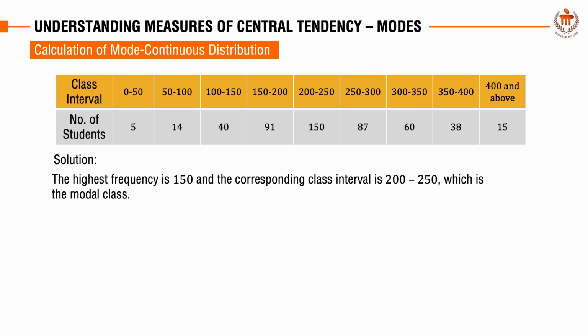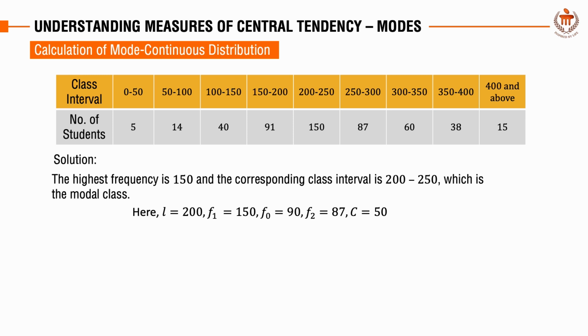So here your L is 200, and your F1 is the frequency of that class interval, the highest frequency, which is 150. You can see out of these frequencies the highest one is 150. So F1 is 150, and the lower limit of that class, 200, is L. And when you see this 150, the frequency before that is called F0, which is 91.